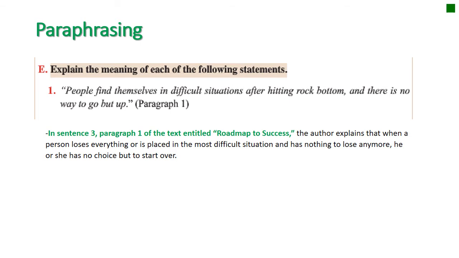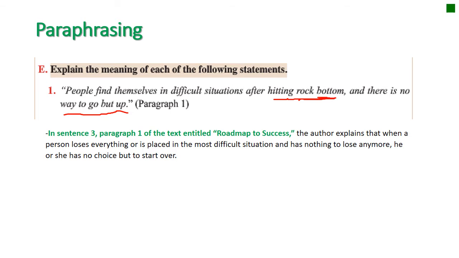Okay, they already told us that it's in paragraph 1. We go to paragraph 1 and find which sentence it is. And by sentence, I mean a full idea that ends with an end mark: full stop, question mark, or exclamation. A line is not a sentence, okay? So, let's take a look at this original sentence. People find themselves in difficult situations after hitting rock bottom, okay? And there is no way to go but up.